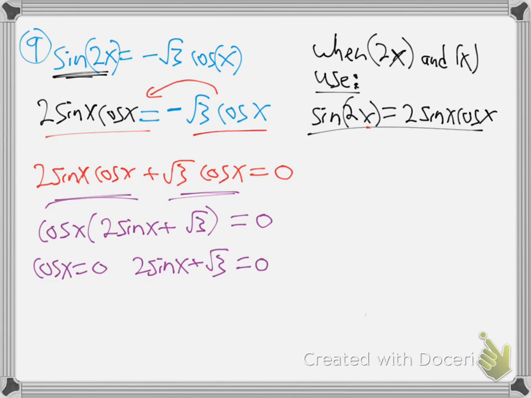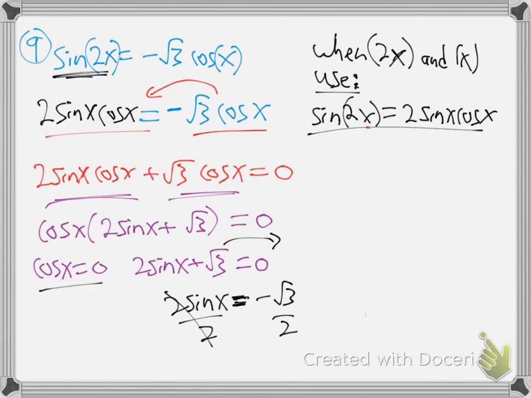Am I going too fast? So you factor, and then each one gets their own 0. Then you finish it from there. So I'm going to jump this over. Sine equals minus root 3 divided by 2. Minus root 3 over 2.